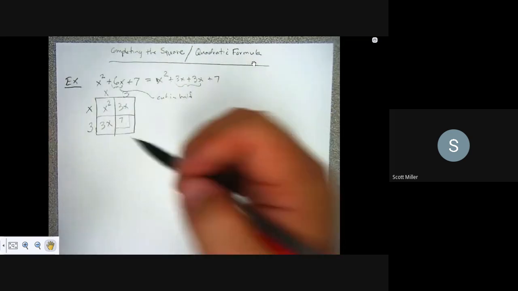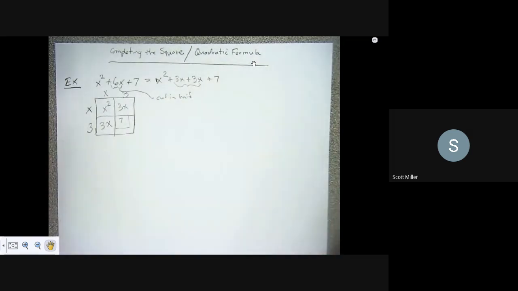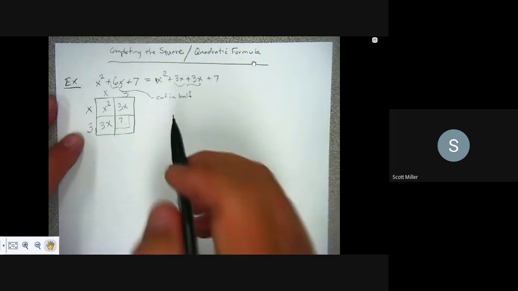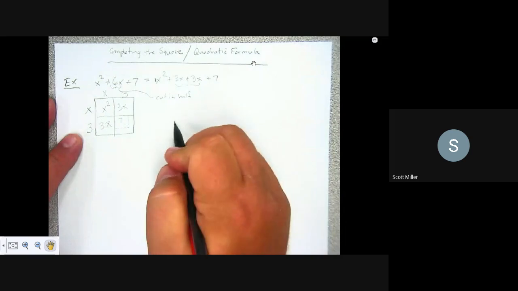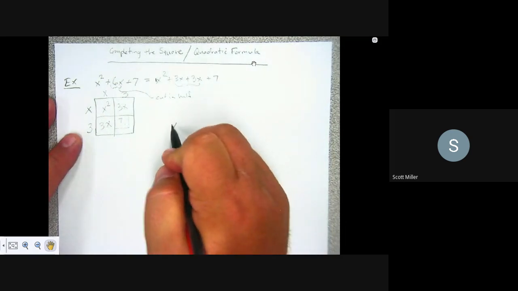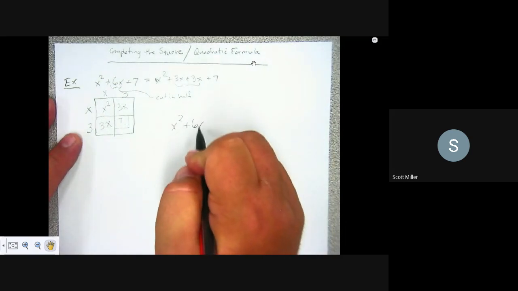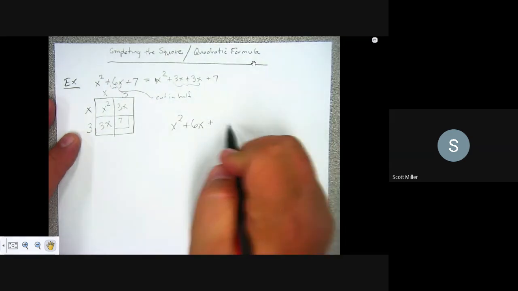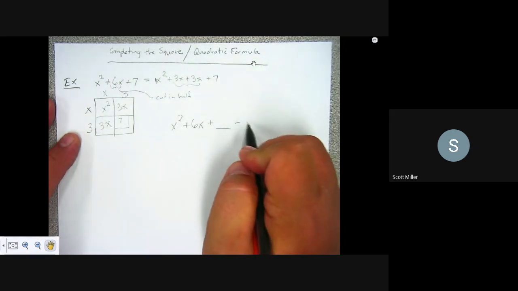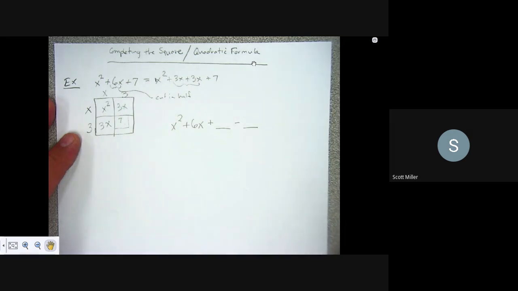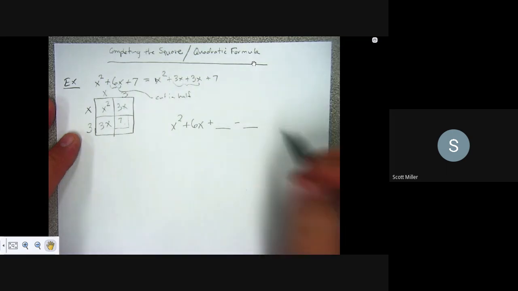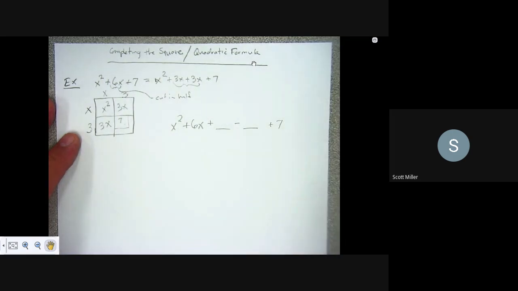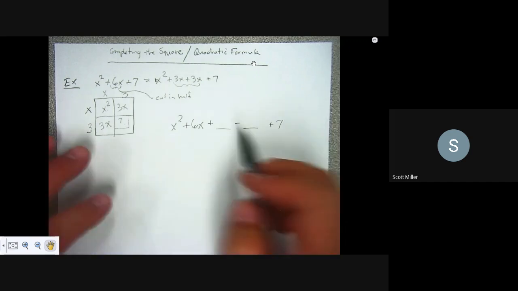So I need to complete this. Right? So what do I need? What we do is we're basically going to take the x squared plus the 6x. And what we do to complete this is we add something and then subtract the same thing again. So in a sense, we're doing nothing. And then we have that plus 7 on the end. So we're going to add and subtract something.